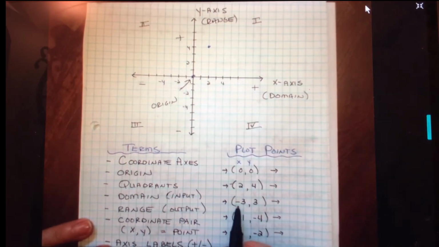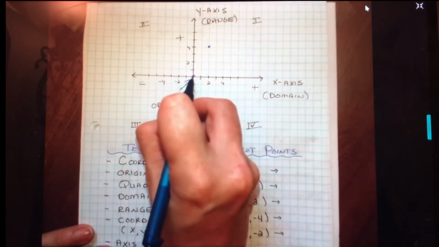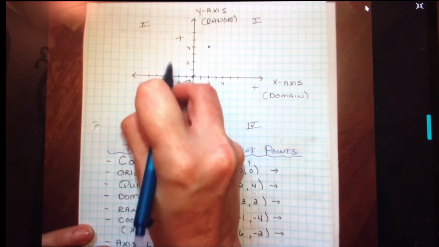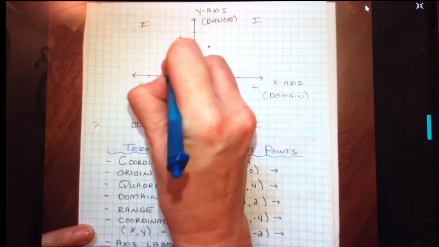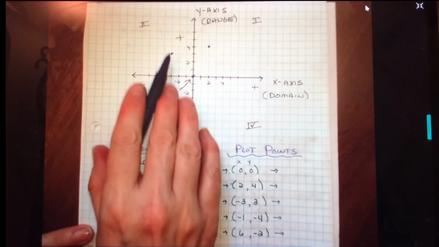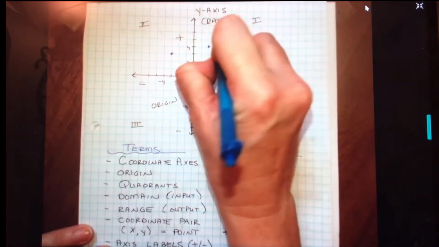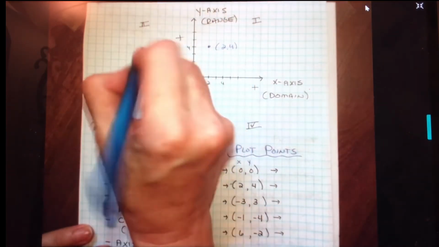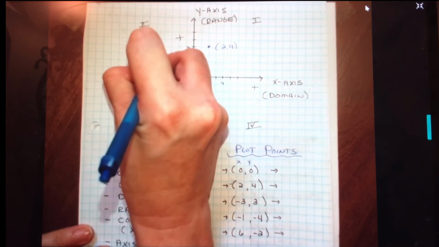The second one, the X is negative and the Y is positive. So starting at my origin, I'm going to move 3 to the left and then 3 up. So 1, 2, that's 3 to the left, that's a -3. And then 3 up. That puts me right here. And that point happened to be in quadrant 2. And I will label these. So that was the point (2, 4). This was the point (-3, 3).